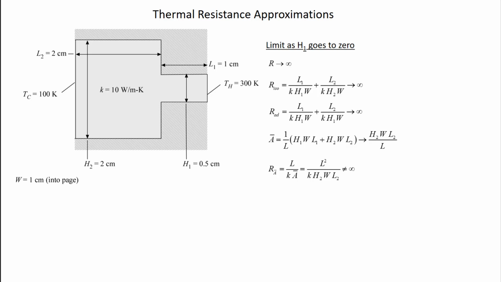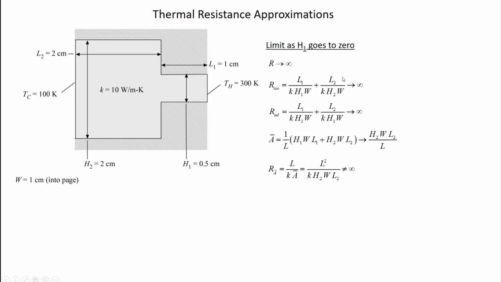Now let's do that by thinking about a thought experiment. What happens if the area anywhere inside of here goes to zero? So for this particular problem, what happens as the area here goes to zero? What happens if I take H1 to zero? So the real resistance, if H1 truly goes to zero between 300 Kelvin over here and 100 Kelvin, is infinite, right? There is no path anymore for the heat to go if I shrink this down to zero.